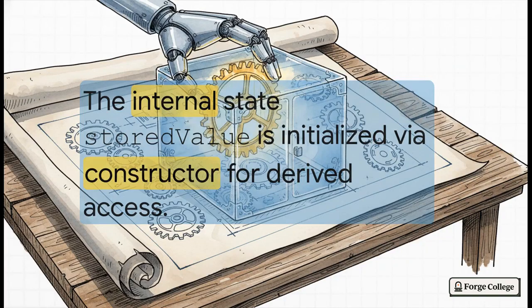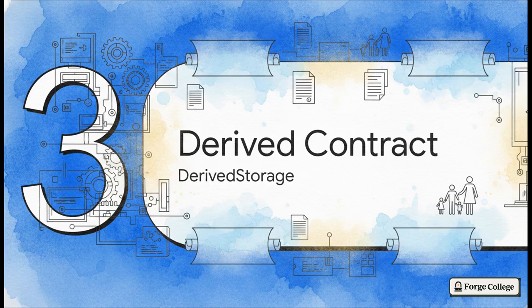To kick things off, we initialize this internal state variable we're calling storedValue, and we use a constructor to do it. This constructor is basically the foundational setup for our entire invention. Notice how it takes an initial value as an argument right when the contract is deployed. Because storedValue is marked internal, it is safely tucked away inside our family tree. It's totally invisible to the rest of the blockchain, but 100% accessible to any child contract we decide to forge next. Speaking of which, Section 3, Forging the Derived Contract.